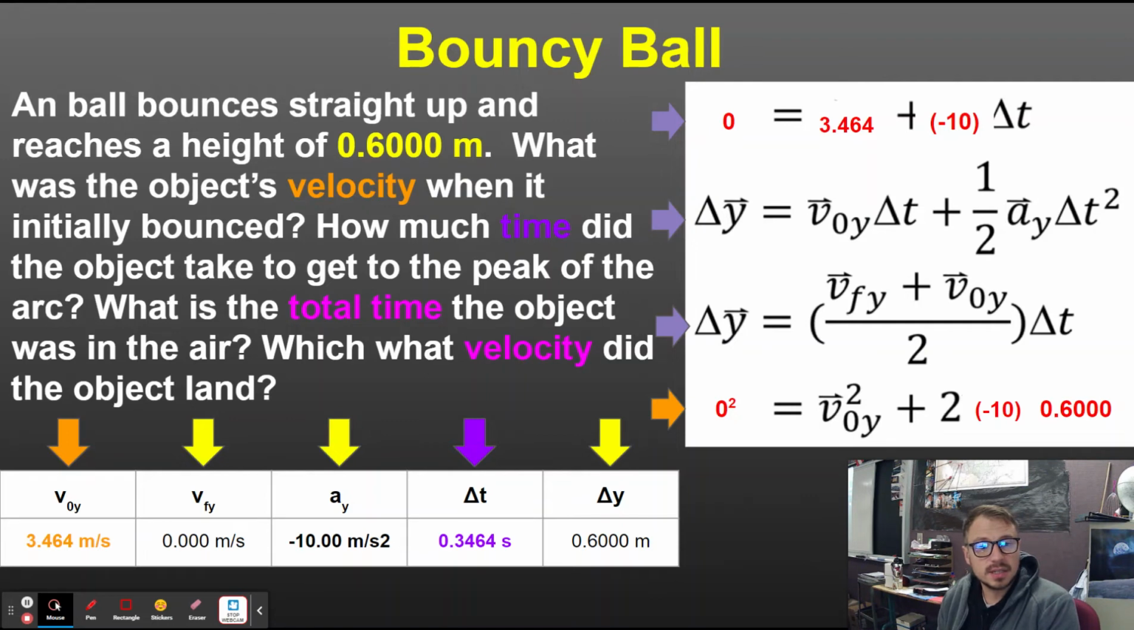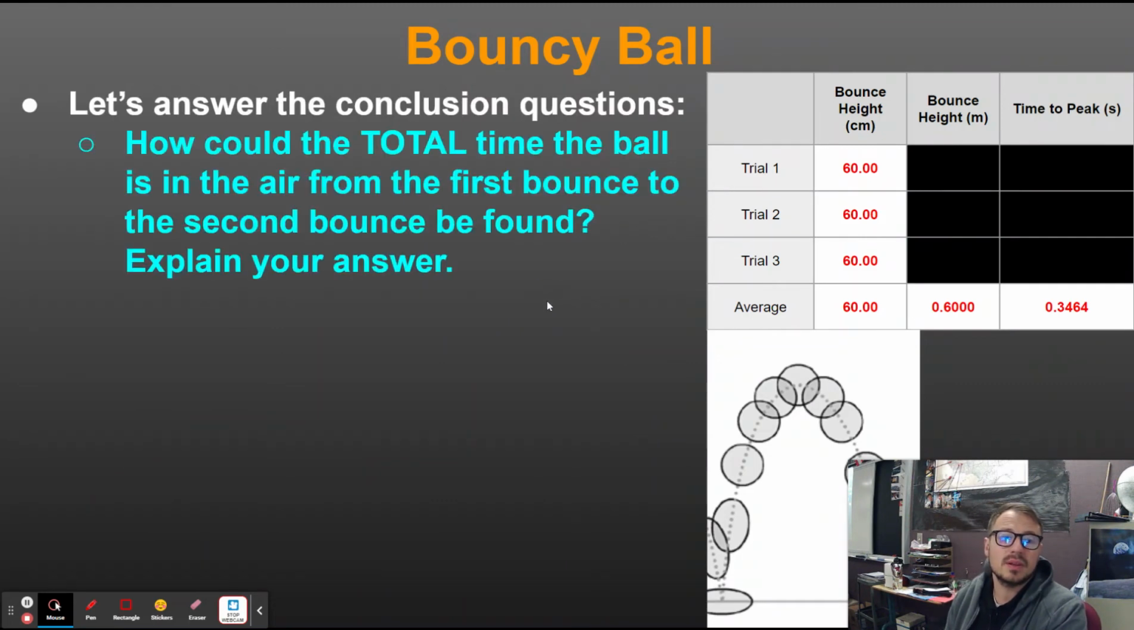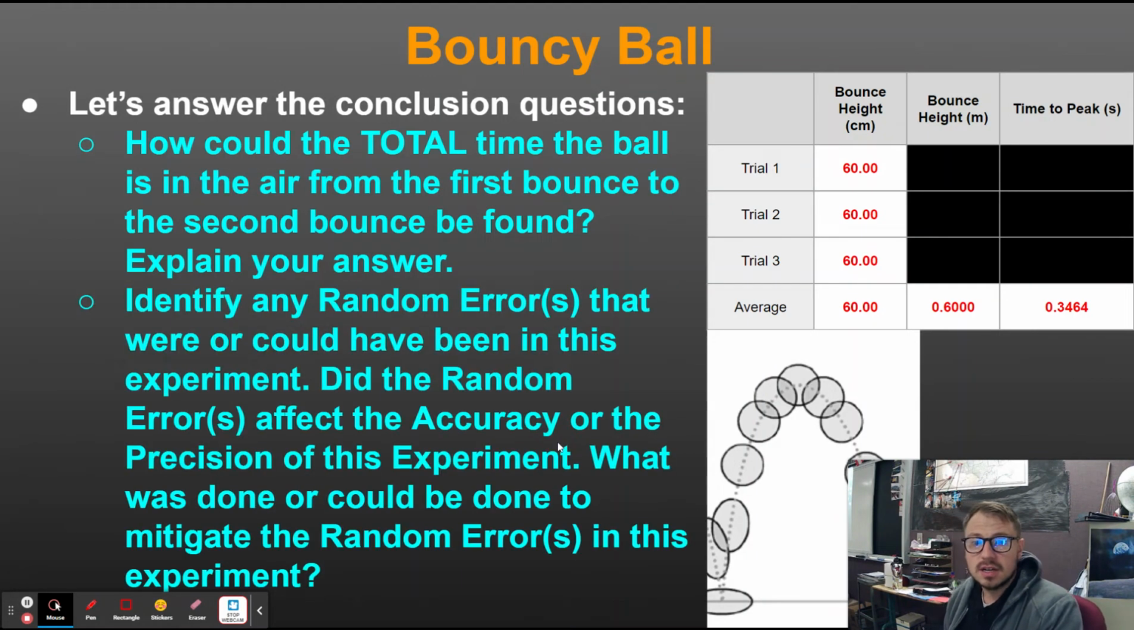Now, the velocity that the object lands, well, as soon as it hits that first bounce, it's going to move upward at 3.464 meters per second. It's going to hit the table on that second bounce, going down negative 3.464 meters per second. They're virtually mirror of each other. So that was the question. How could the total time the ball is in the air from the first bounce to the second bounce be found? Explain your answer. Well, just double the time that it takes to get from that first bounce to the peak, because they're mirror images. It's going to take the same time to get from the peak back down to the ground.